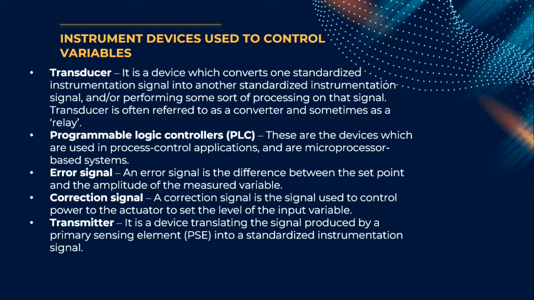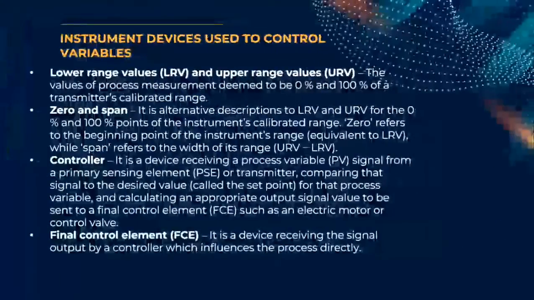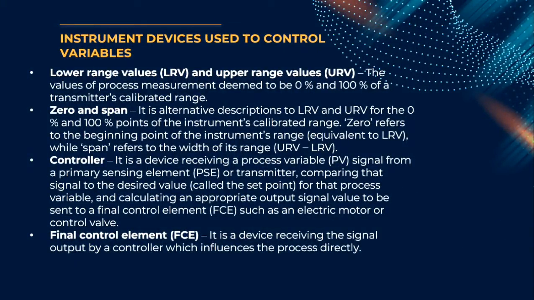Lower range values or LRV and upper range values or URV. The values of process measurement deemed to be 0% and 100% of a transmitter's calibrated range. Zero and span. It is an alternative description to LRV and URV for the 0% and 100% points of the instrument's calibrated range. Zero refers to the beginning point of the instrument's range, equivalent to LRV, while span refers to the width of the range, URV minus LRV.